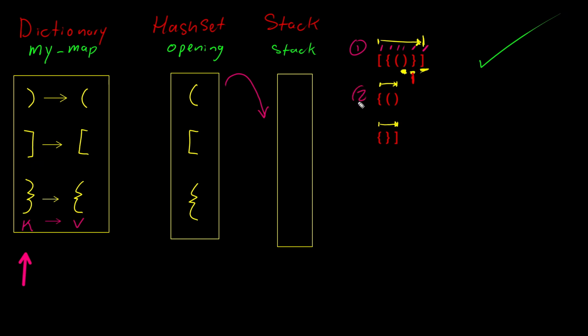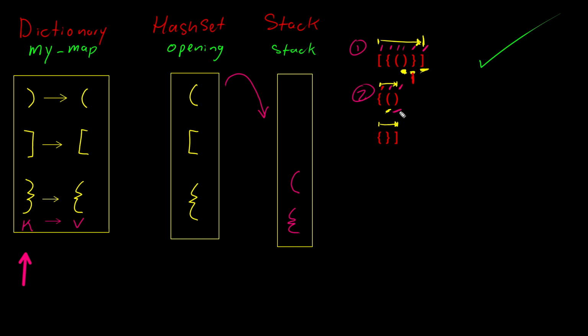Okay, example number 2. Now, we first look at the first character. Remember, if it's an opening bracket, the only thing we do is push it onto the stack. So we'll go ahead and push it onto the stack, and we move on. Now we're here, an opening parenthesis. What do we do now? Well, it's opening, so we push it onto the stack. So we move on.